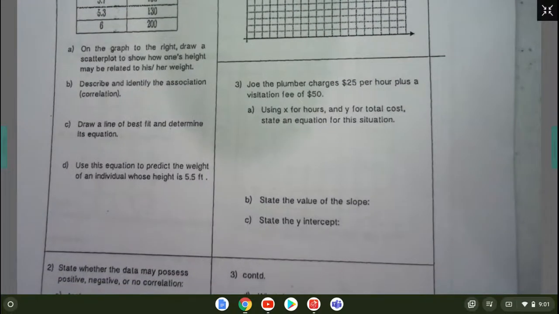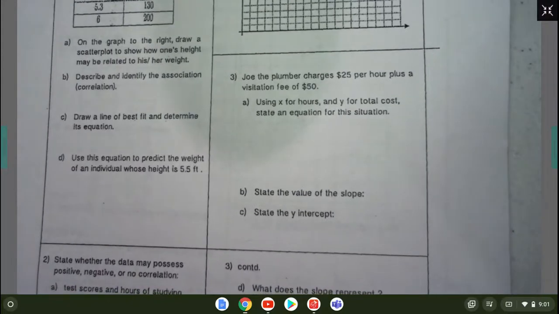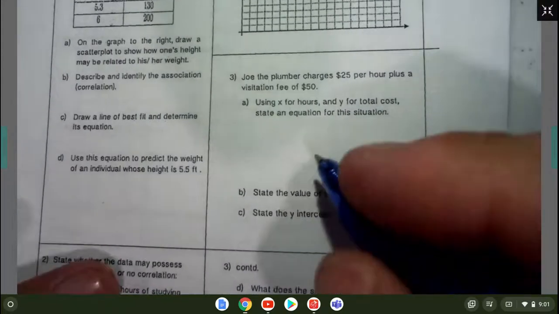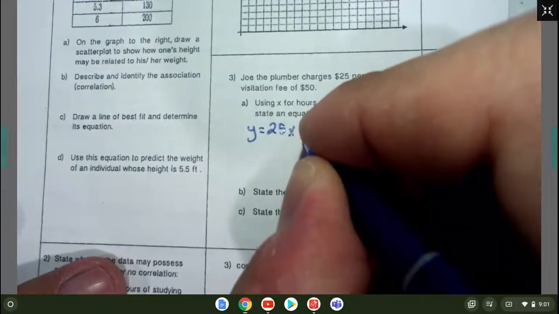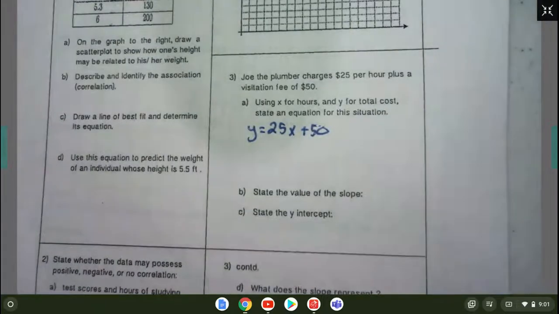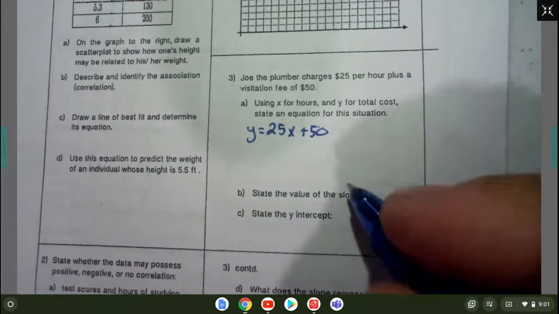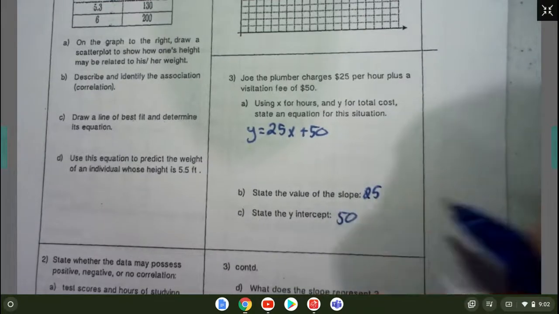Joe the plumber charged $25 per hour plus a visitation fee of $50. Using x for hours and y for total cost, state an equation for this. So $25 per hour is 25x, and $50 is the visitation fee. That's that one-time fee. All right, state the value of the slope. So the slope is our 25. The y-intercept is the 50.